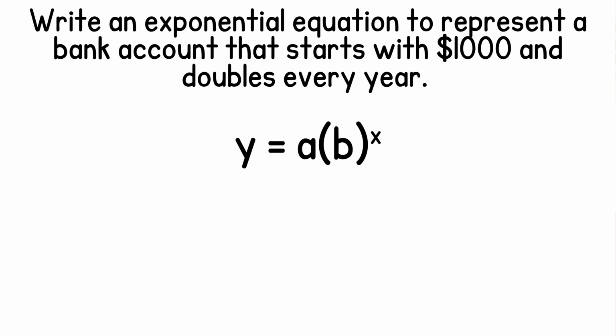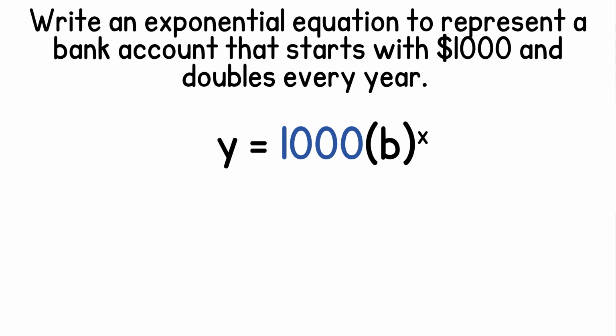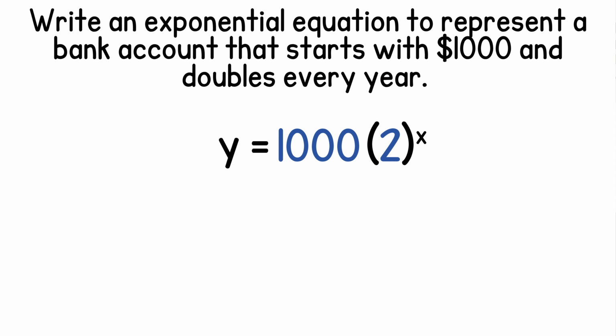So we'll start with an exponential function, and we'll replace a and b with what the story tells us. A is going to represent the initial amount, and b is our growth factor. We can see that the account starts with $1,000, so we'll replace a with 1,000. And we know that it doubles every year, so we'll replace b with 2, and now we have an equation to represent this situation. Let's look at a couple more examples.